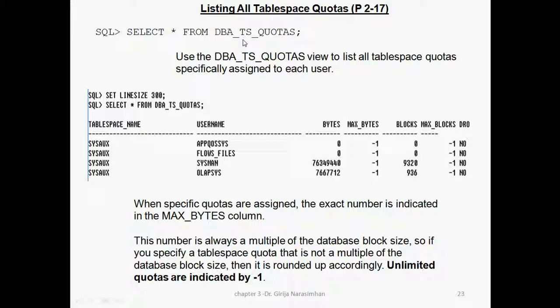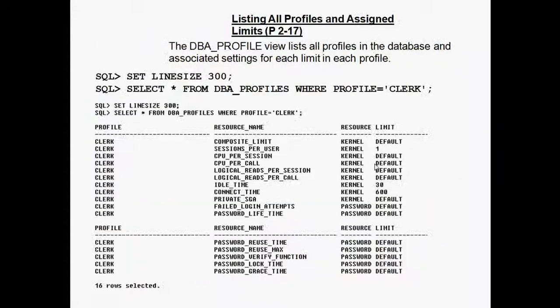Here I want to know quota details. Then I can use dba_ts_quotas. Which tablespace? Tablespace quota, what are the names? If I give -1, what does it mean? Then it rounds up accordingly. Unlimited quota. Maximum bytes will show how much. What is the limit of it? If -1, it means unlimited. That is the meaning of the quota.